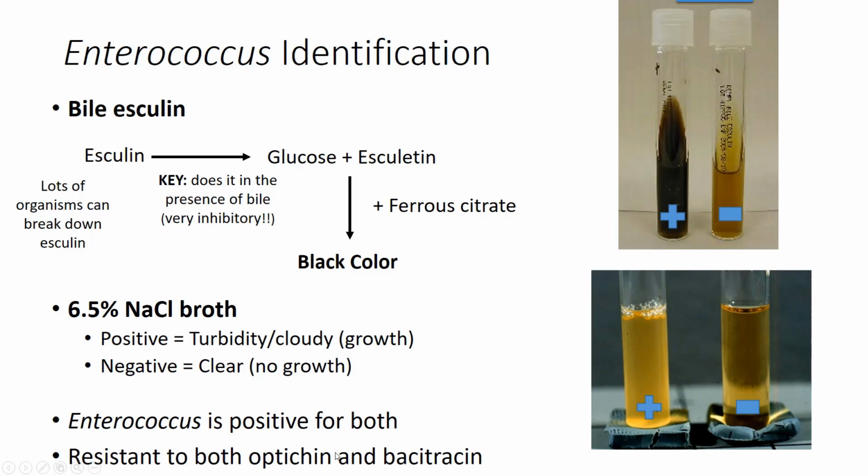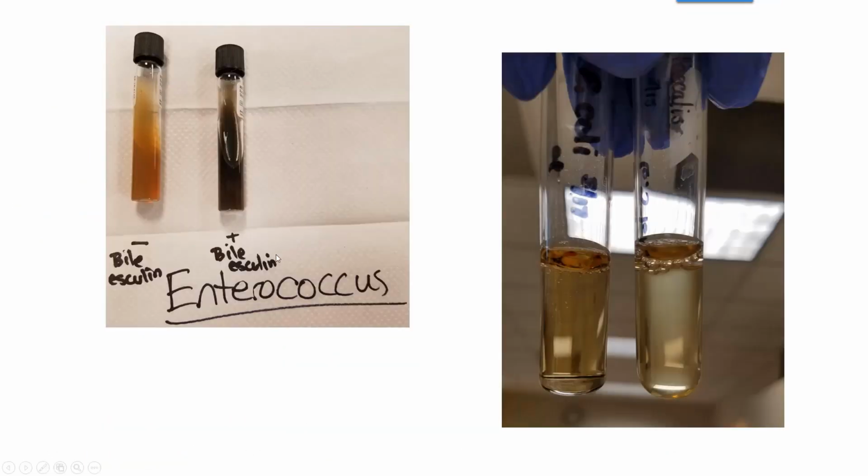So we set these up in lab, and here's our enterococcus bacteria. This is to show that tube turned super black. Negative bile esculin is still a yellowish color. When I took a picture, it didn't quite look as yellow as it was supposed to, but there's no black in it whatsoever.